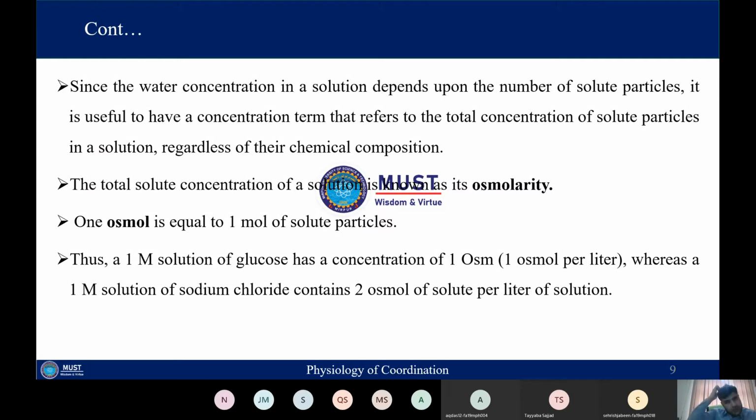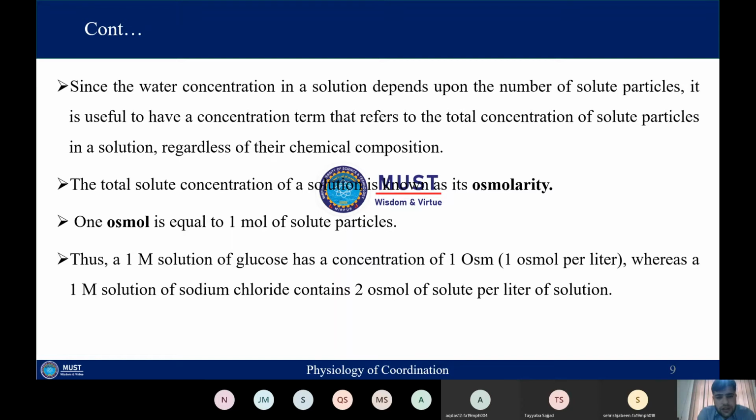So water concentration in solution actually depends upon the number of the solute particles that are being added to the water solution. So we will have concentration terms, or the concentration of the solute particles in a solution regardless of their chemical composition. So we will normally measure the concentration of the solute, whether there is one solute particle or 3 solute particles, and we will have nothing to do with their chemical composition. Whether one molecule of the glucose, one molecule of the ammonia, one molecule of the amino acid, all of them will have the same impact on decreasing the water concentration.